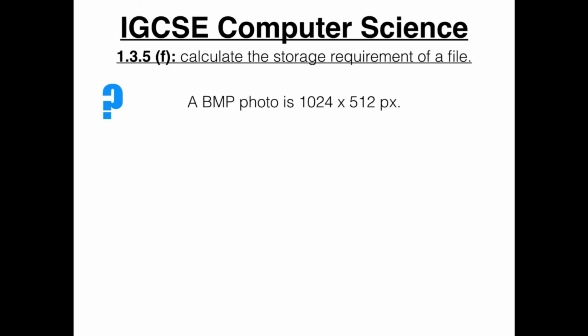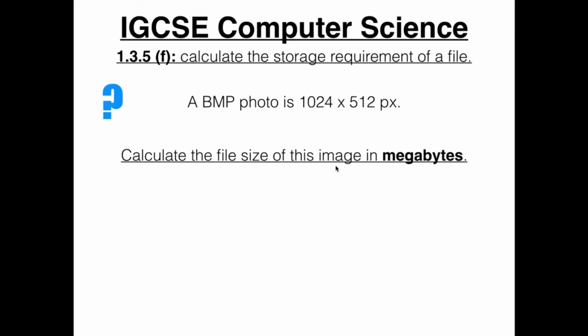Let's try an image file. So an image question. A BMP photo is 1024 by 512 pixels. Calculate the file size of this image in megabytes. Sometimes they ask you to convert to megabytes if your answer is in bytes, and they do that quite frequently. Now here's the thing. You're not allowed a calculator on the exam. Unless you're really, really good at math, it's going to be pretty hard to convert from bytes to kilobytes to megabytes and so on. Dividing by 1024 can be quite hard.